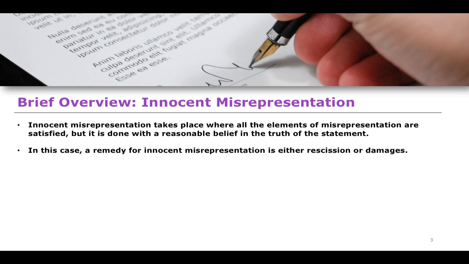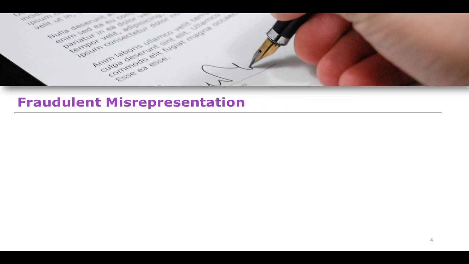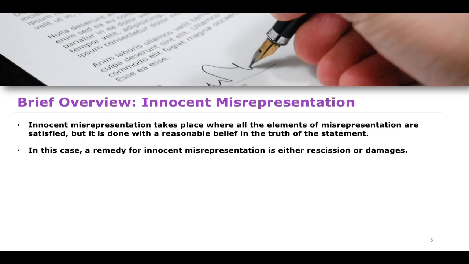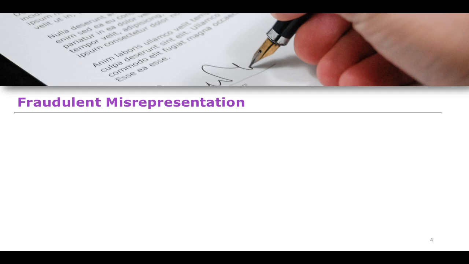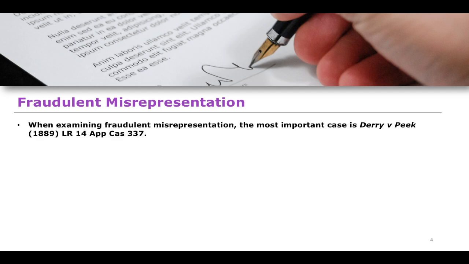Now, generally, the remedy in a case of innocent misrepresentation is either rescission or damages. So it basically levies lighter remedies than the idea of the contract being potentially void or voidable. Just an innocent mistake, fundamentally. On the other hand, however, we have the idea of fraudulent misrepresentation.